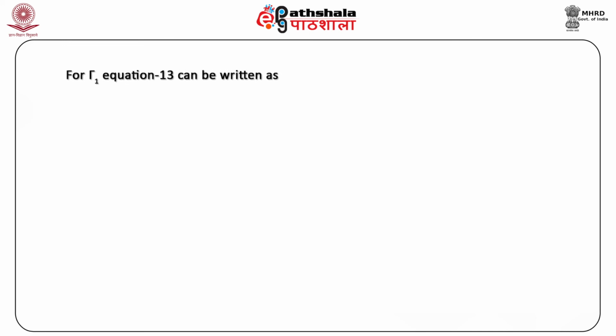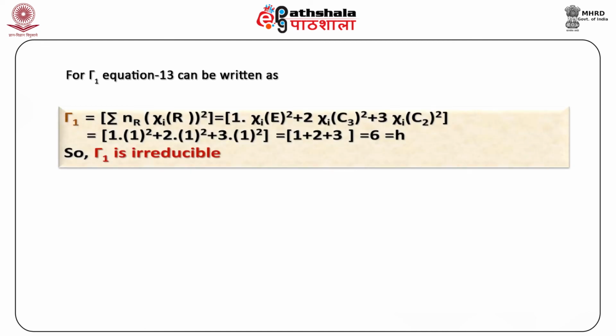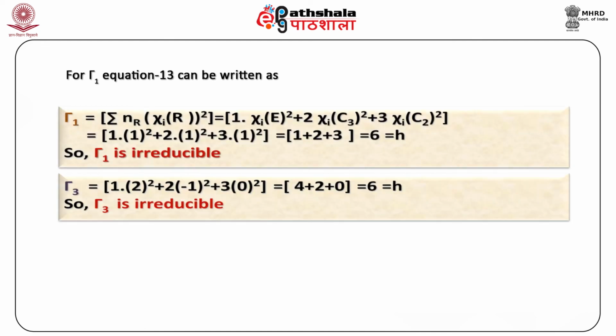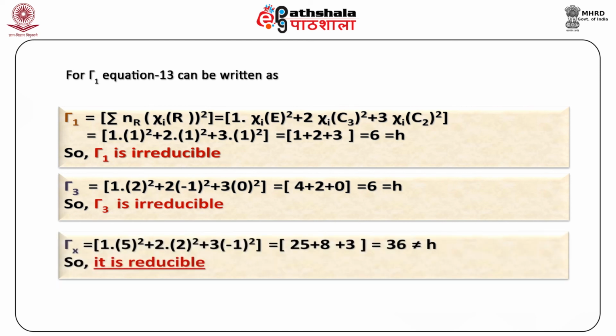For tau 1, equation 13 can be written as given, which proves that tau 1 is an irreducible representation. Similarly, for tau 3, results are as given. It proves that tau 3 is irreducible. Now, let us examine tau x for its reducibility or irreducibility. The result is not equal to h, so it is reducible and can be reduced further. Like this, one can test reducibility or irreducibility of a given representation.